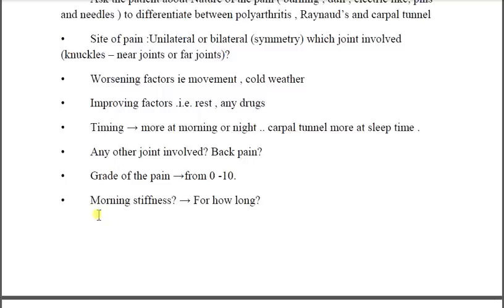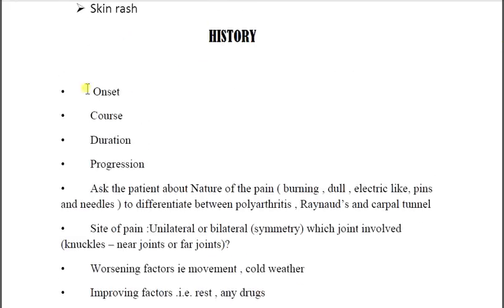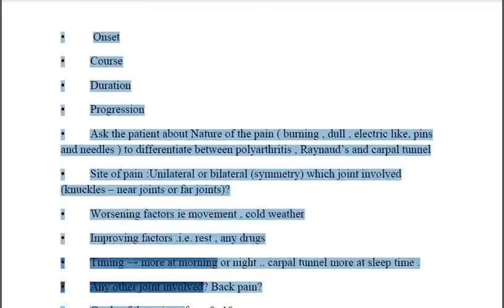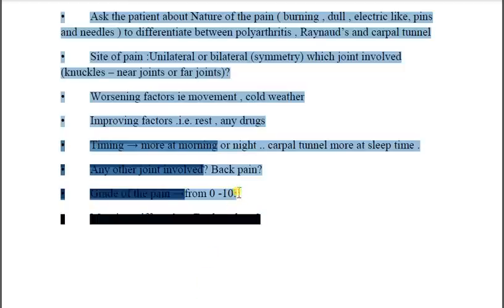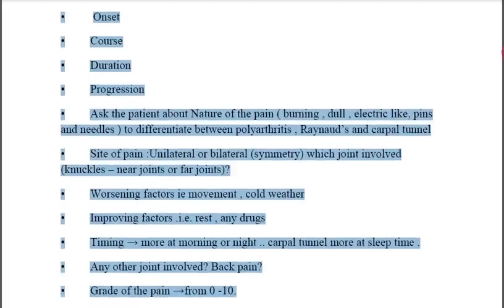Any morning stiffness, which is a very important question to be asked in any case of polyarthropathy, and for how long. In rheumatoid arthritis, it will be more than 1 hour. In osteoarthritis, psoriatic arthropathy, and SLE, it can be less than 1 hour. So again, this is the analysis of the complaint for any case of polyarthropathy. If any patient comes to you with a complaint of joint pain of both hands, you have to approach the case with the same questions and the same scenario, which is fixed for all cases of polyarthropathy.